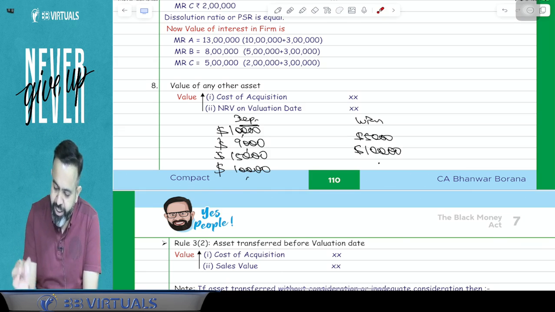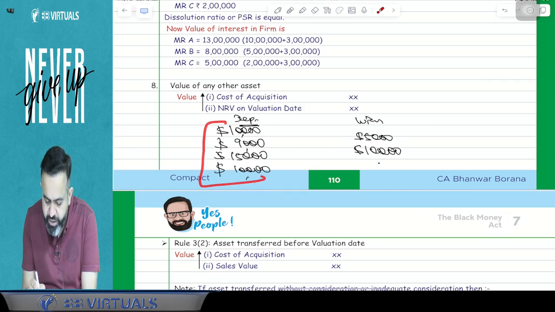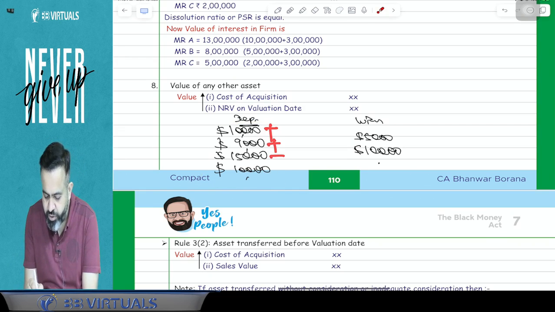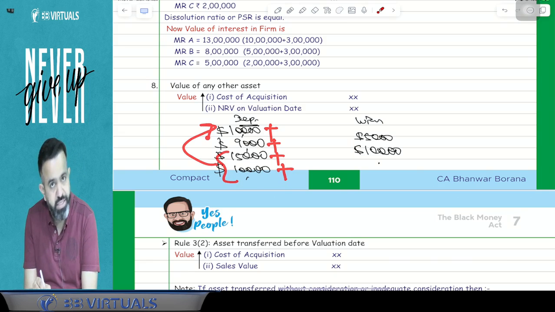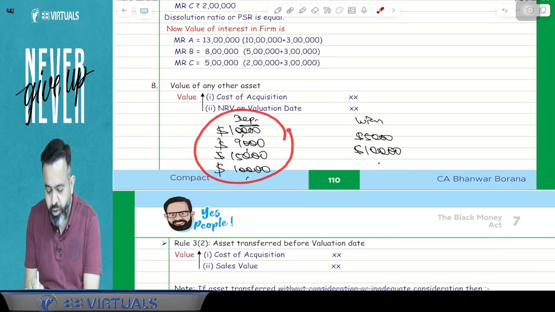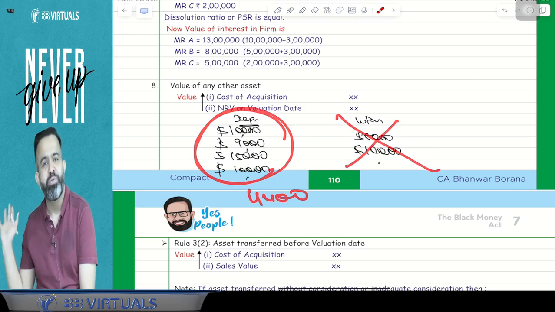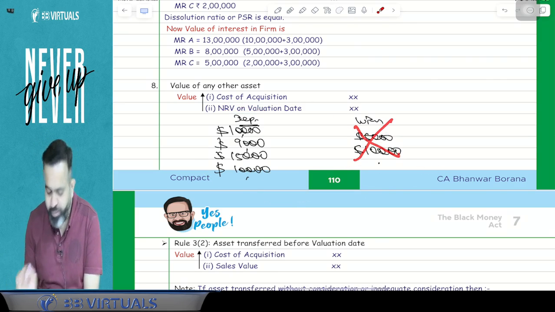Here, value means just take the deposit amount. So 10,000 plus 9,000 plus 15,000 plus 10,000. 25,000 plus 10,000 is 35,000, plus 9,000 comes to 44,000. So $44,000 will be the value of the bank account. Withdrawal will not be reduced.